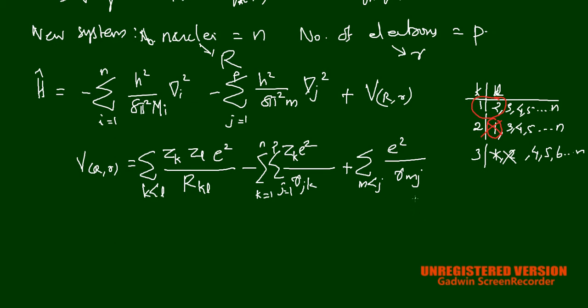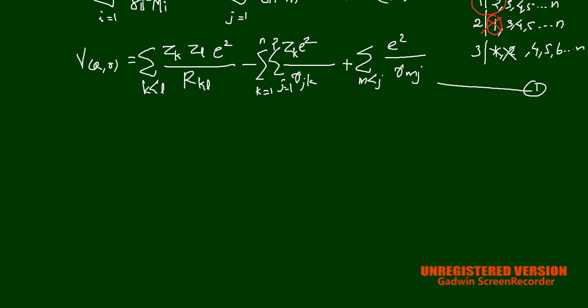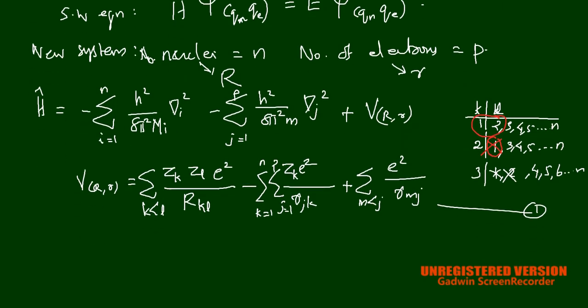That is the Hamiltonian for a system having n nuclei and the electrons. Let me put this Hamiltonian as equation number 1. Now you have already understood all the terms there, right? The capital Mi, I hope you already understood. Capital Mi is the mass of the ith nucleus, and m is the mass of the electron.